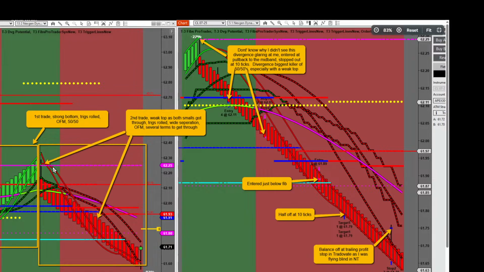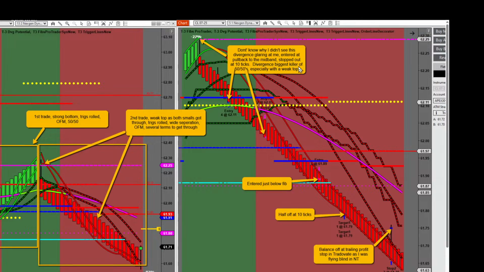First trade, strong bottom. Pete, pushing the bounds of directly into a termination condition, I think. At the time of the pullback, the small triggers would have been close, but with the strong bottom, with the momentum, willing to take a shot, just didn't work. And you're right. Don't know why I didn't see this divergence glaring at me. Entered at the pullback at the mid-band, stopped out 10 ticks.